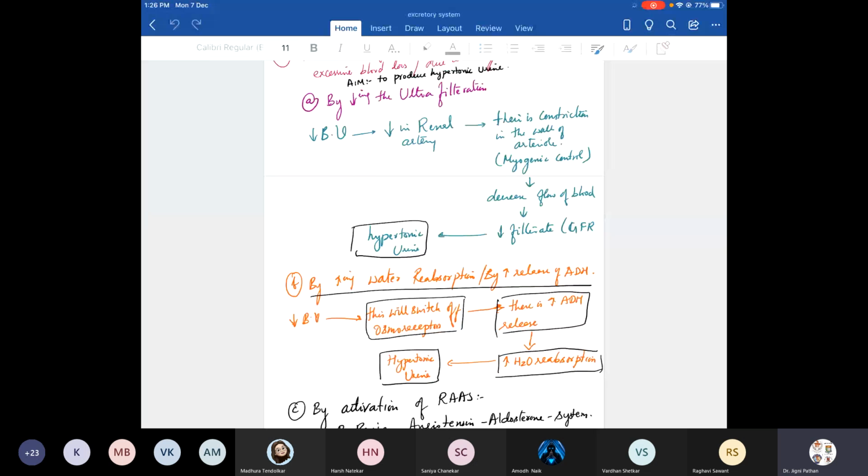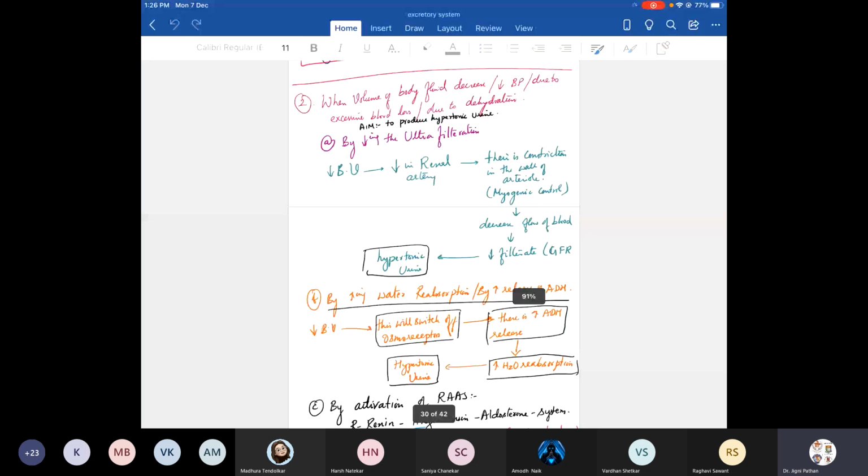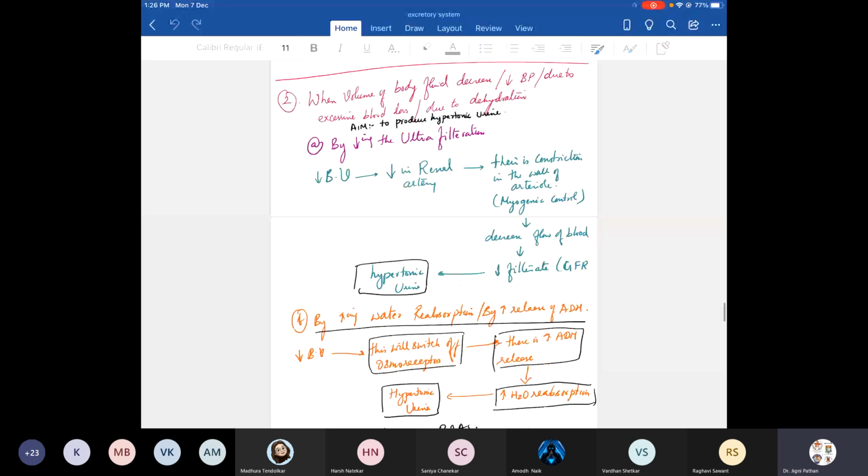Next is by increasing the water reabsorption, means more ADH is produced, and when there is more ADH release, ultimately there is more reabsorption of water. As soon as water is reabsorbed, urine will become hypertonic. So we are getting the normal blood volume again if the volume is less. It's exactly opposite to the first. Please write down and do let me know if you have doubts.